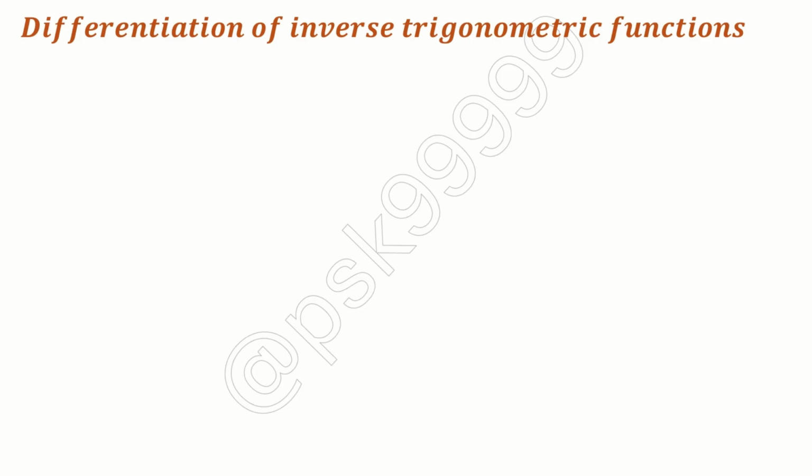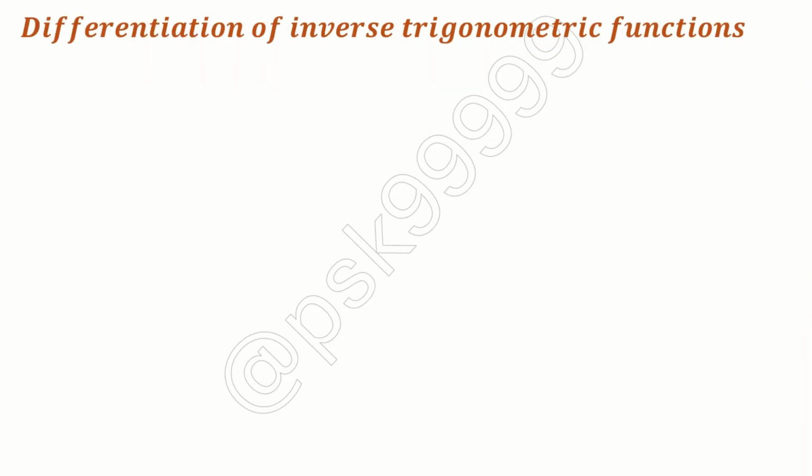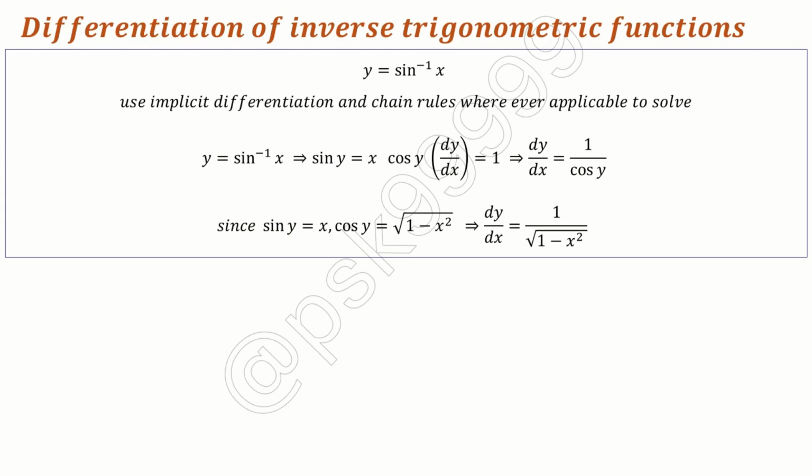Now for differentiation of inverse trigonometric functions, we take help of implicit differentiation, the previous topic. So how? Let's say y equal to sine inverse of x. Then we use implicit differentiation and chain rule. How do we do this? Y equal to sine inverse of x, so sine y equal to x. Now you differentiate this.